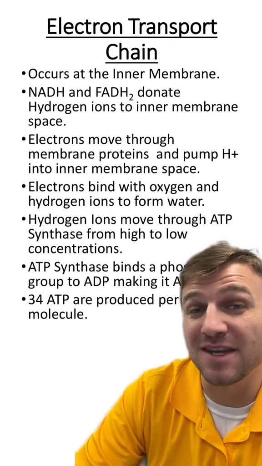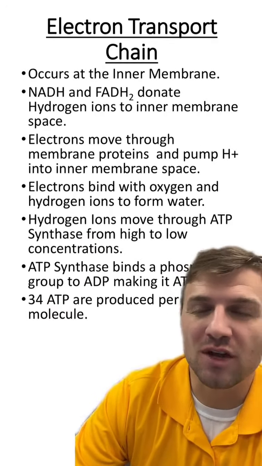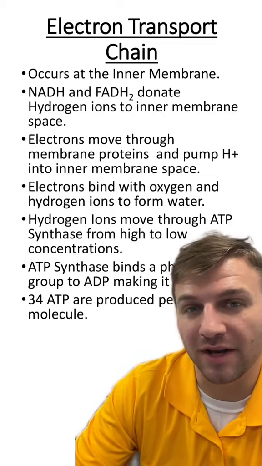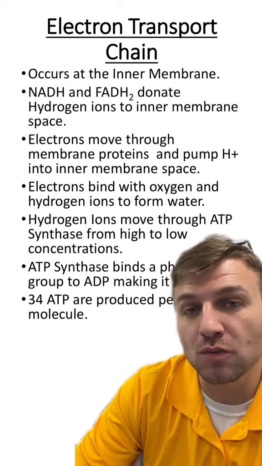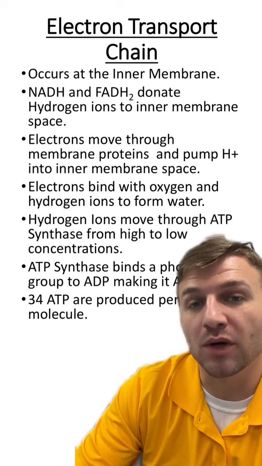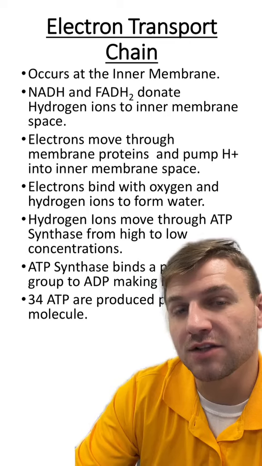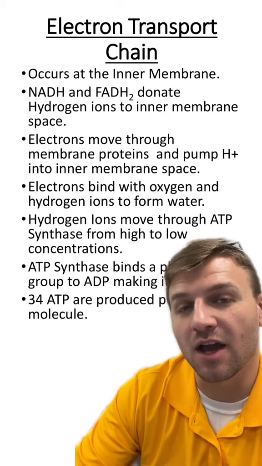The last step is going to be the electron transport chain. This is one of the more complex steps. The electron transport chain occurs on the inner mitochondrial membrane. All of those NADH and FADH2 molecules that we produced before are going to donate 2 things to the inner membrane. These molecules will donate electrons to the membrane proteins and hydrogen ions into the matrix.